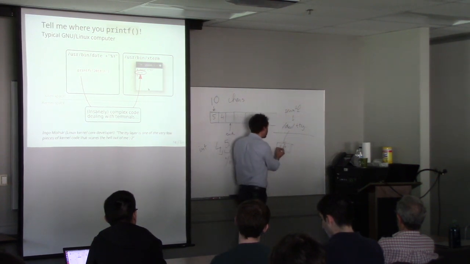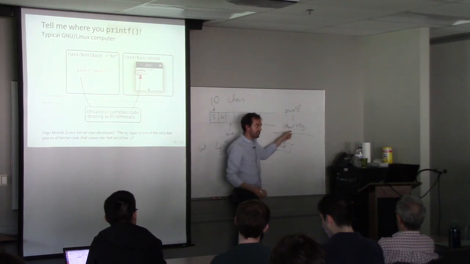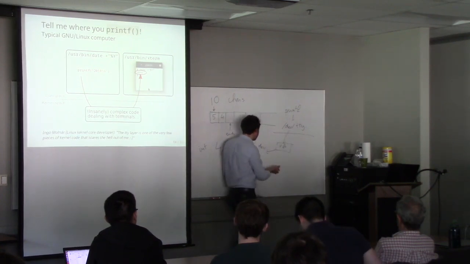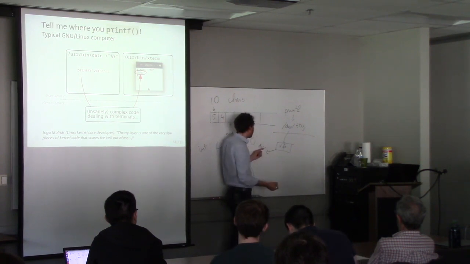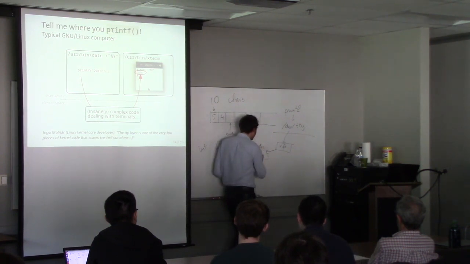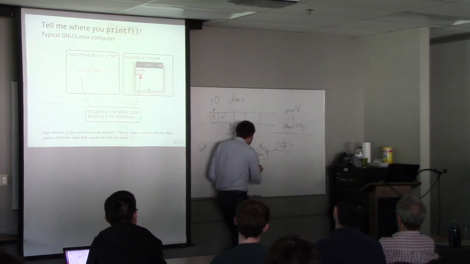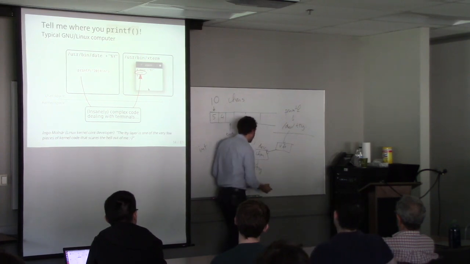Then the VFS would recognize, oh, that's not a file, that's a device. So it would send this to the device layer. And then we would recognize, okay, it's a char device. So it would go to the char kind of subset. And then from there you would go at some point to the TTY layer.